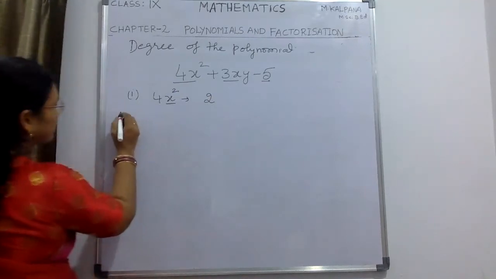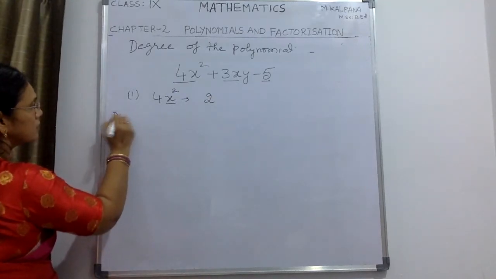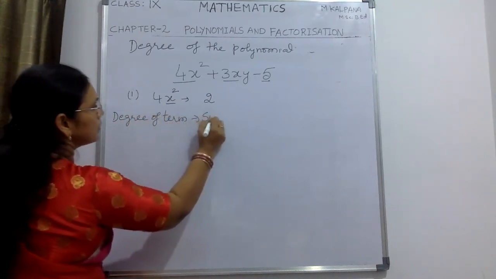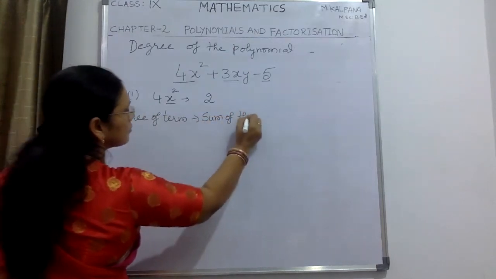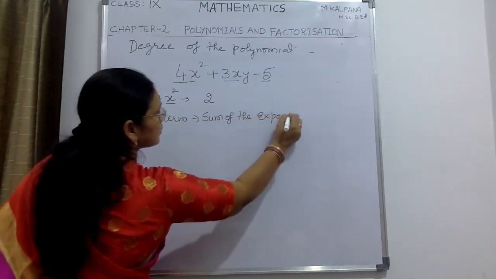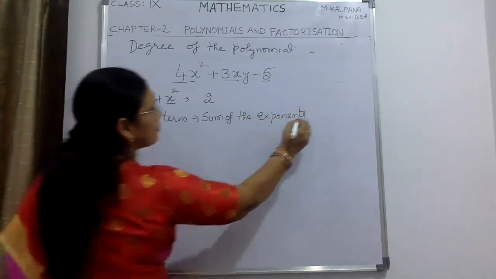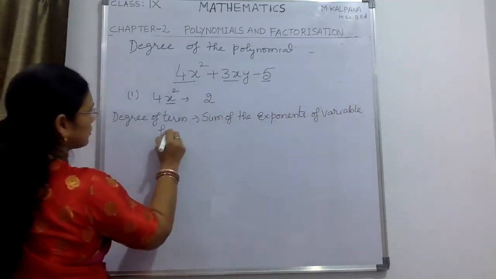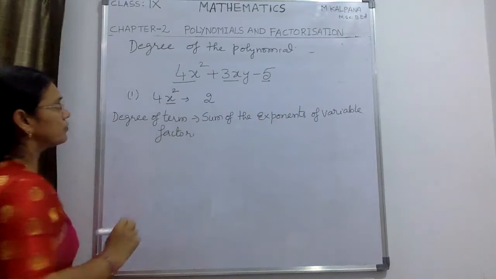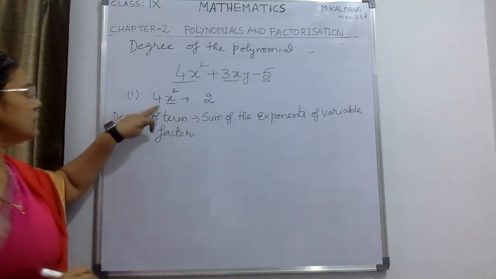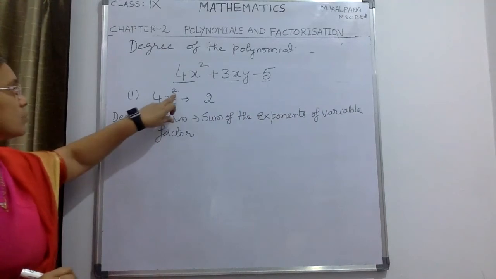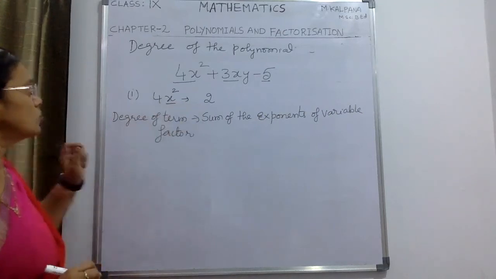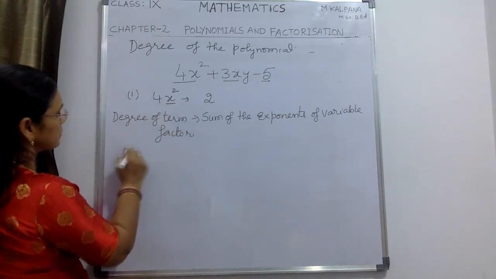So we can define the degree of a term as the sum of the exponents of variable factors. Variable factors means we have to look at the power of the individual term here. So here the exponent is 2, so the degree of the term 4x square is 2. Okay, then what is the next term?